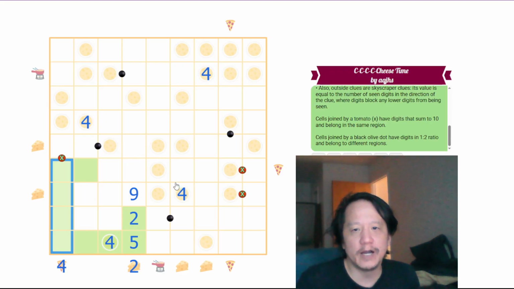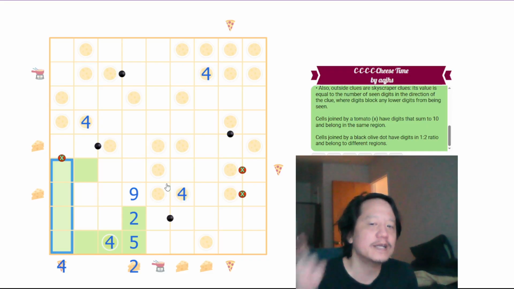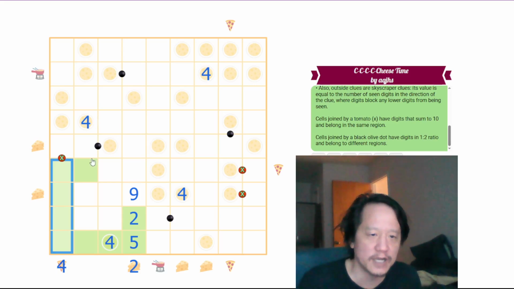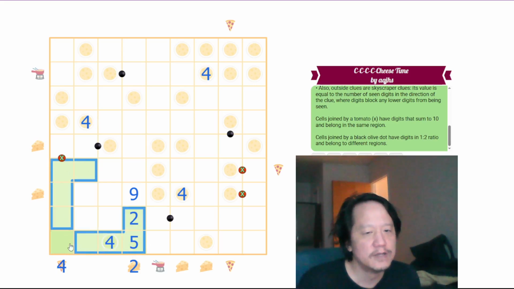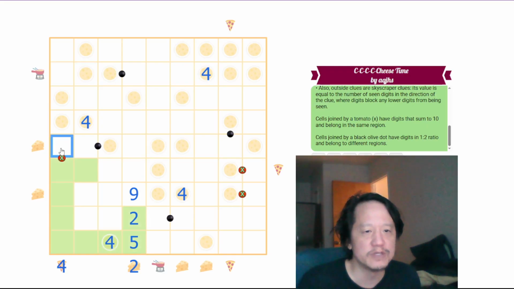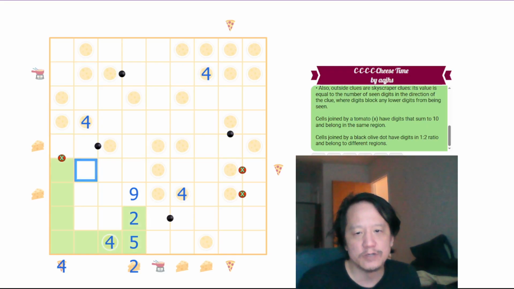Cells joined by an X have digits that sum to 10 and belong in the same region. So this is actually not a valid region because these two must be in the same region. So we could do something like this now, I guess.